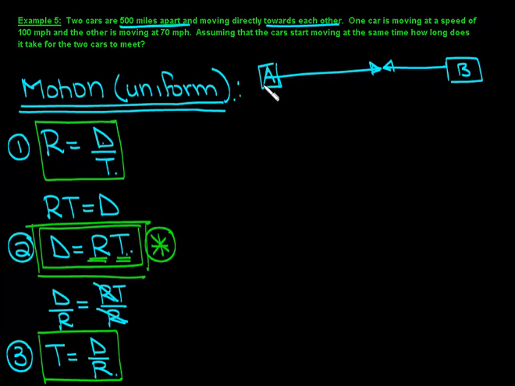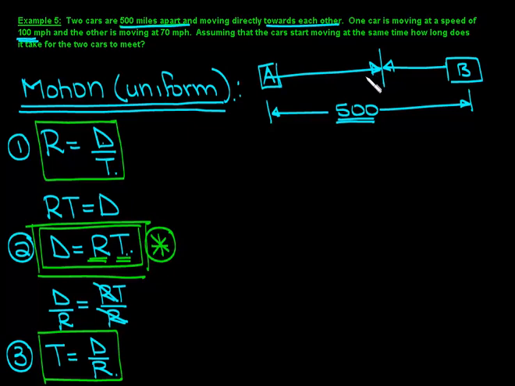Since car A is traveling at 100 miles per hour, clearly it's going to cover more distance than car B. So eventually they're going to meet somewhere in between. They were 500 miles apart originally. So by the time they meet, together they would have traveled a distance of 500 miles, right?